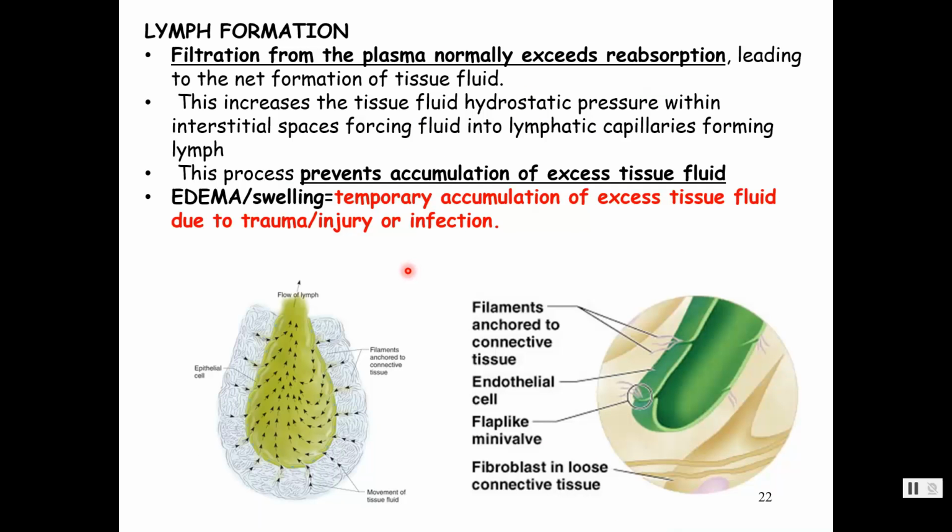So what happens if there's excess fluid out there? I'm going to tell you that lymph moves really, really slowly because, once again, there isn't a pump. So when there's excess fluid out in the interstitium, that basically is the definition of swelling. So edema means swelling. It's a temporary accumulation of excess tissue fluid. It can be due to trauma, so injury, or due to infection. And so it is going to be the lymphatic system's job to pick up that excess fluid and return it to the bloodstream.